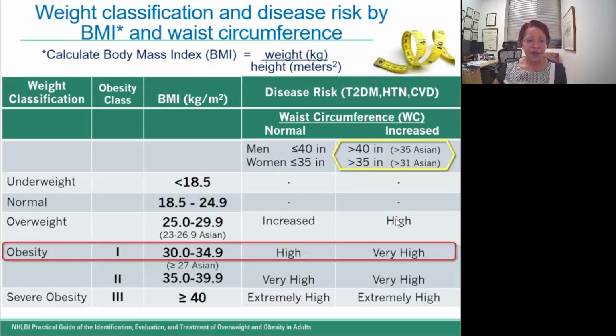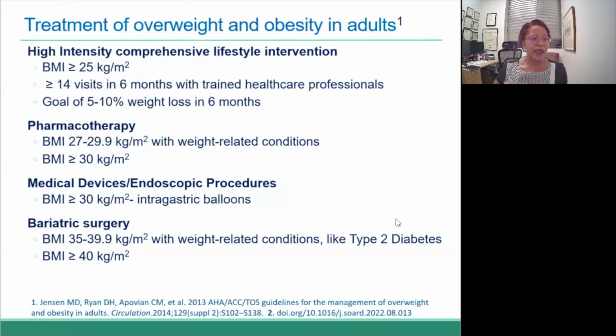And what do we do? If somebody does have a diagnosis of being overweight or obesity, we want to always start with a high intensity lifestyle intervention. And what that means is, it's pretty intense. It's at least 14 visits in a 6-month period. Keep in mind, that's with any individuals that are trained in this field.